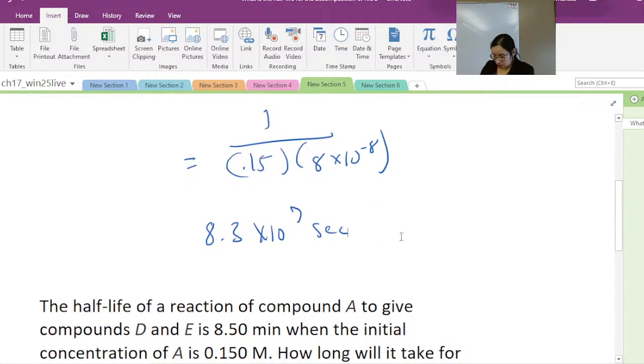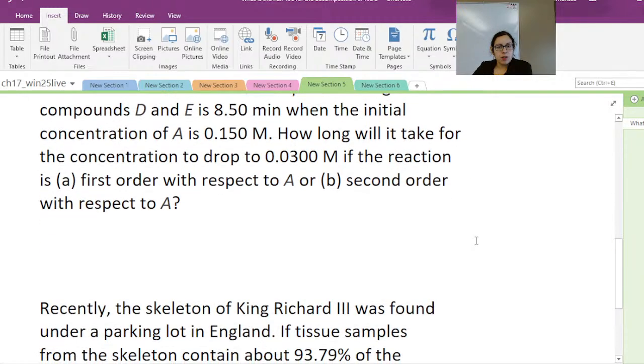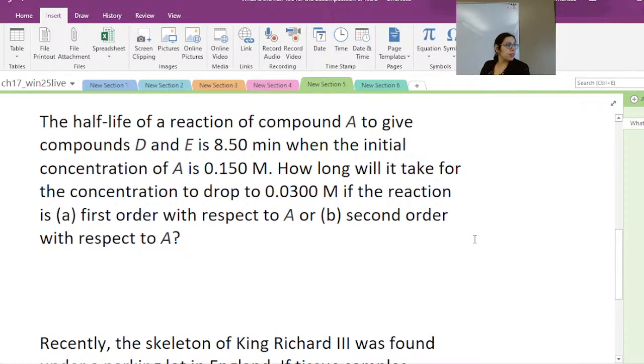All right, let's try another one. So we have a half-life of a reaction of compound A to give us D and E of 8.5 minutes. The initial concentration of A is 0.15 molarity. How long will it take for the concentration to drop to 0.03 molarity? And then it asks us if it's first order in A versus second order in A.